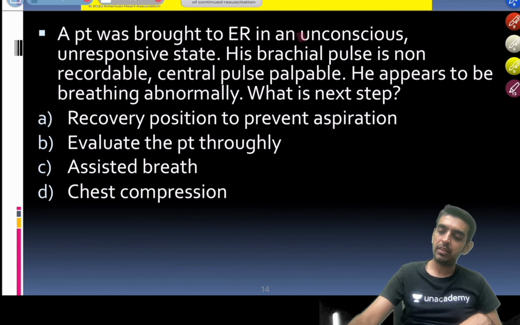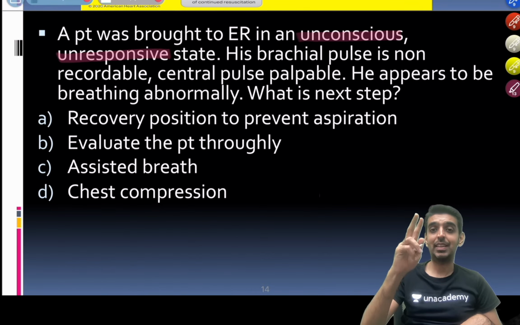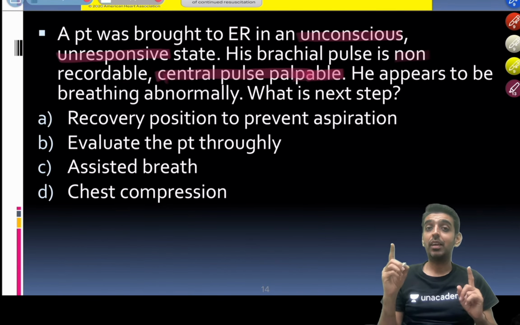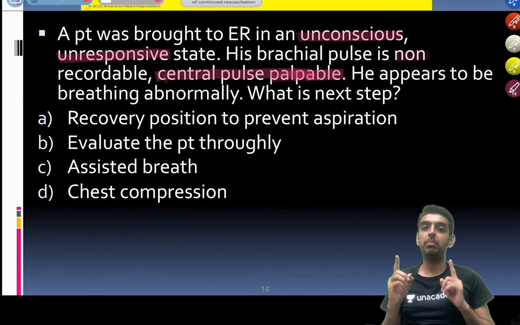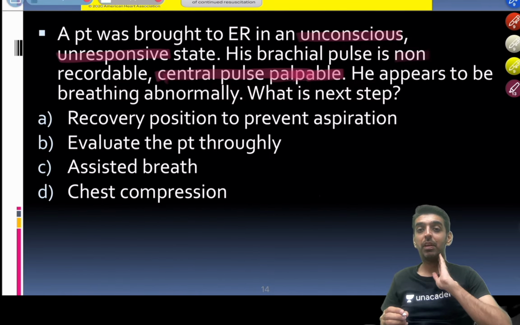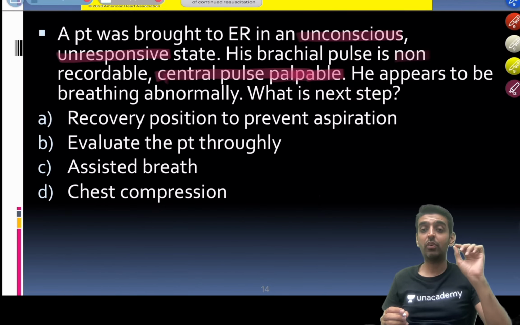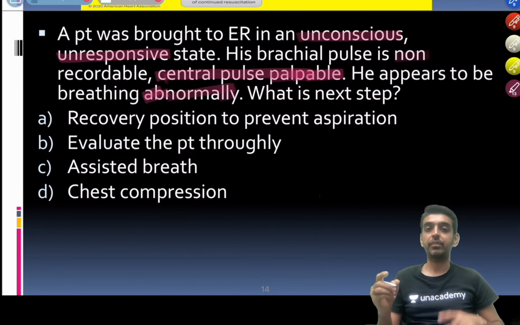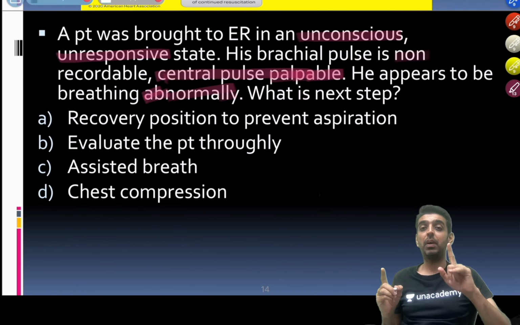Chalo. The patient is unconscious, unresponsive. Second thing, brachial pulse is not present, but central pulse is palpable, right? Which is the pulse that we check for assessing? Always carotid, that is your central pulse. So pulse is present, but the patient is breathing abnormally.